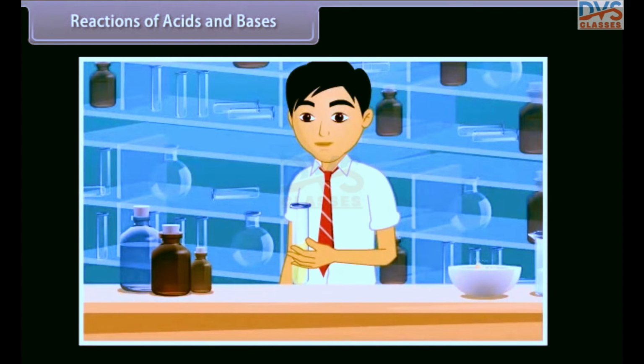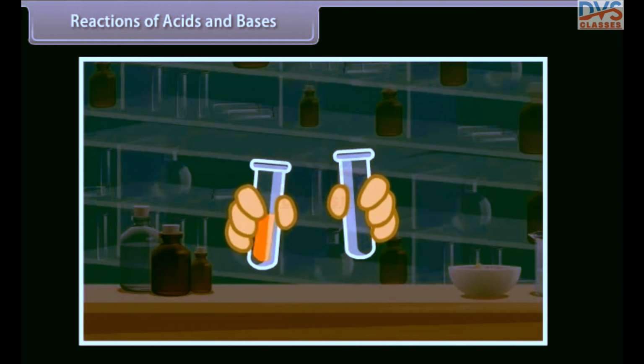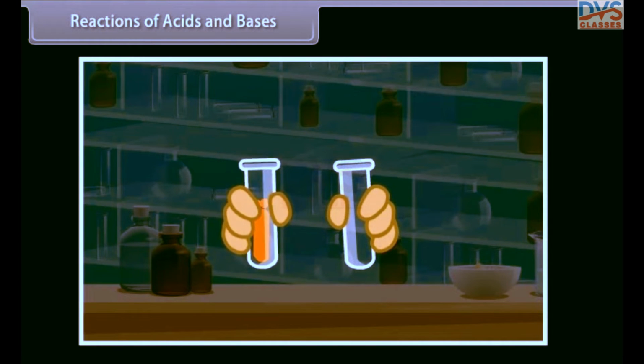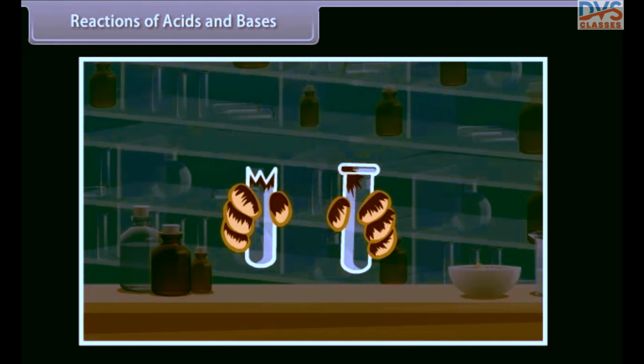Reactions of acids and bases. Let us go back where Gaurav felt the mixing beaker hot. When acid is mixed with base, it produces heat. This may cause the mixture to splash out. This may cause you burns. Also, the glass container may also break because of excessive local heating. So we must be careful while handling acids and bases.